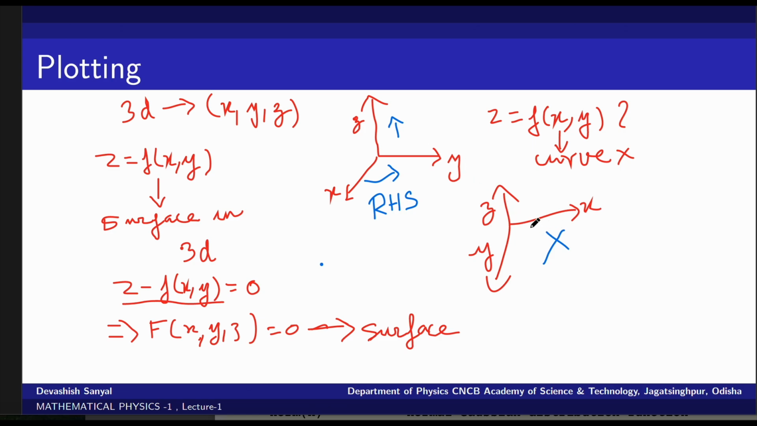Whereas here, if you rotate from x to y, the screw will not go in this direction. The screw will go in the opposite direction. If you rotate a screw from x to y, the screw will go in this direction, opposite to the direction of z. So we won't use this kind of coordinate system. We will only use this kind of coordinate system. This is called the right-handed system.